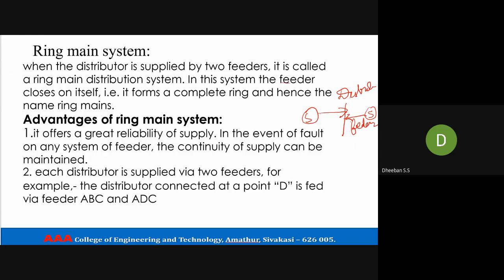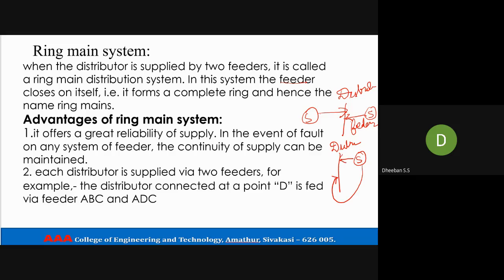So this feeder closes on itself. So here you can take it like this, or it can be in this fashion also. Some of the ring main systems will be in this kind of system. So this will be your distributor, and it will be connected in this fashion. Okay, so here it is a single distributor, and it is having two feeders. So it is forming a ring-like structure.